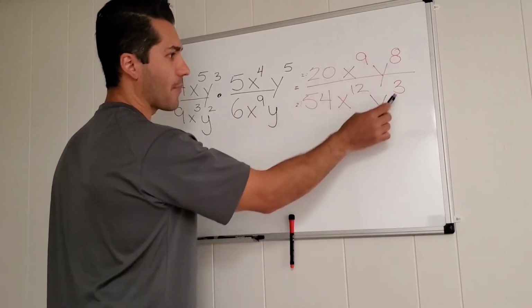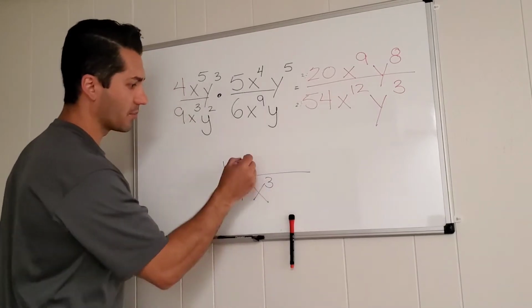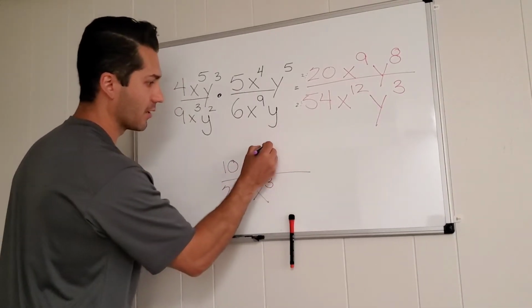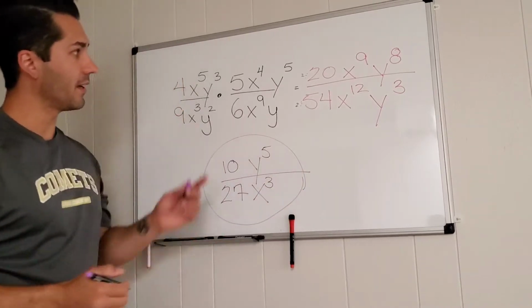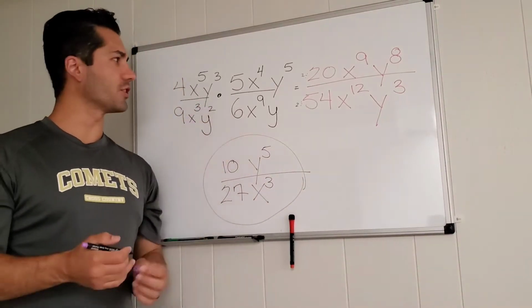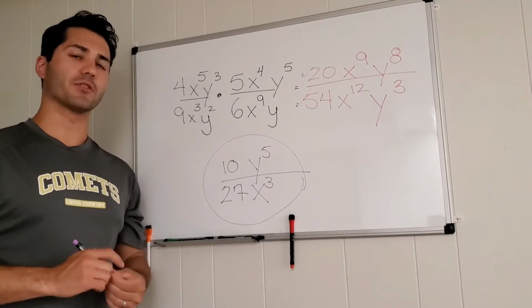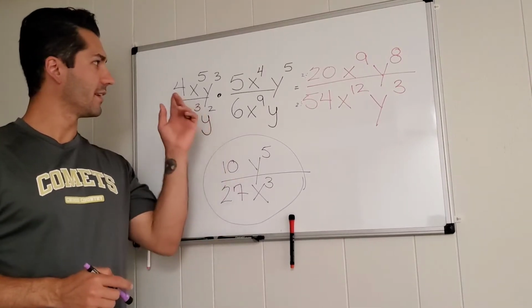Y's, you got 8 up top, 3 on the bottom. Where do you have more y's? Up top. How many more do you have up there? 5. And there's your answer. Okay? It's basically a harder version of what you were doing in Chapter 7 with the power rules.